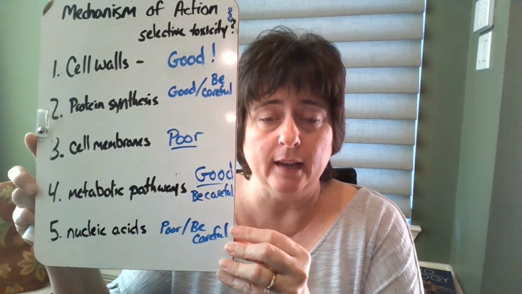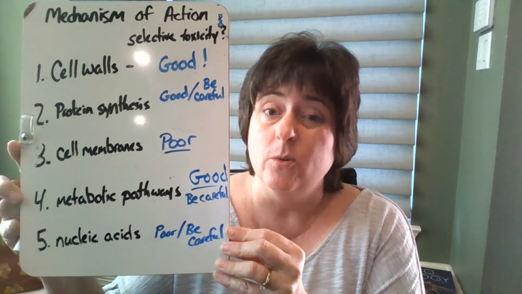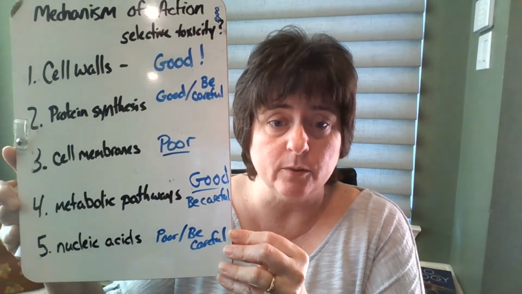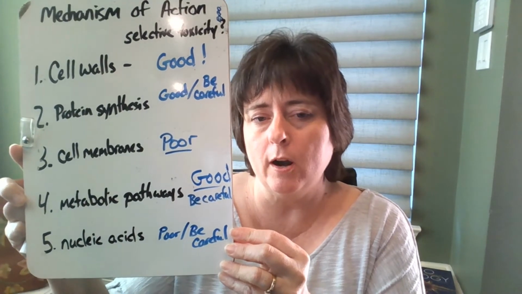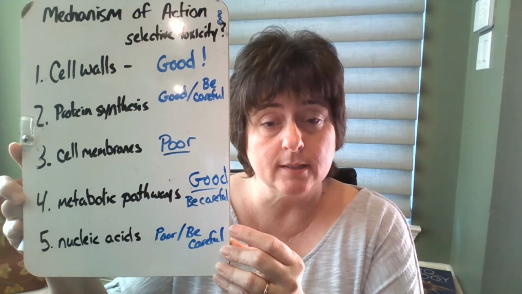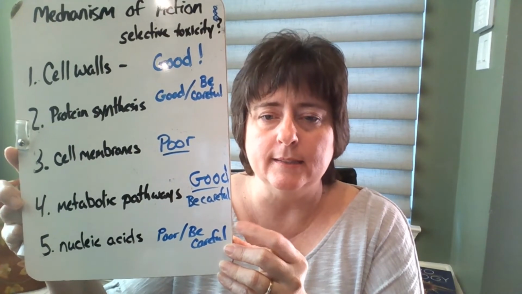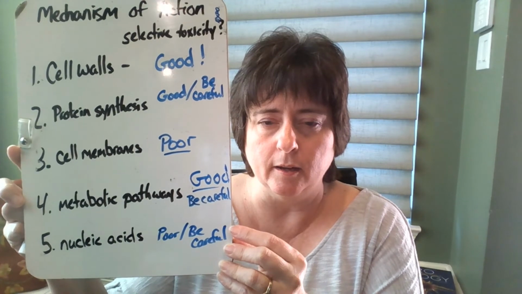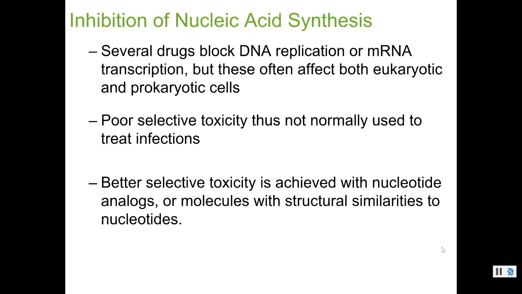In this category, pathogens have nucleic acids, we have nucleic acids, and they're basically the same thing, with a lot of similarities. So this is kind of a poor, be careful category. We can get around this some ways. We do have some drugs in this category, but it's definitely a be careful kind of deal. So let's look at our drugs in this category of inhibiting nucleic acid synthesis.